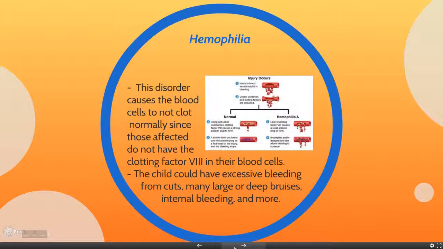Hemophilia causes the blood to not clot normally since those affected do not have the clotting factor VIII in their blood cells. For example, we could look at the picture. We can see that the child has received a cut, so now the body is going to respond to it.